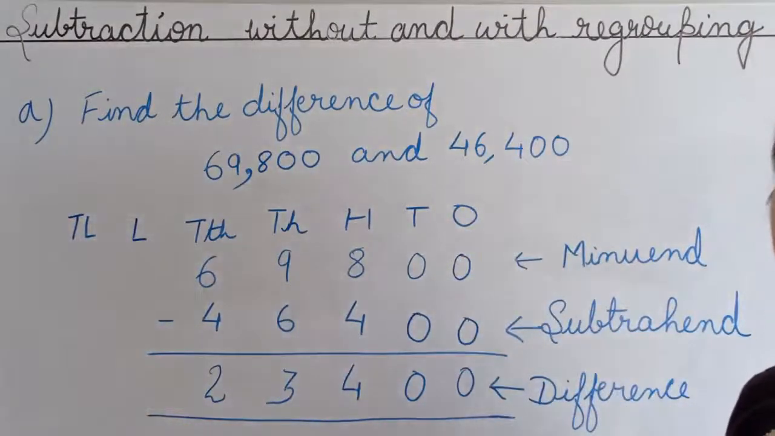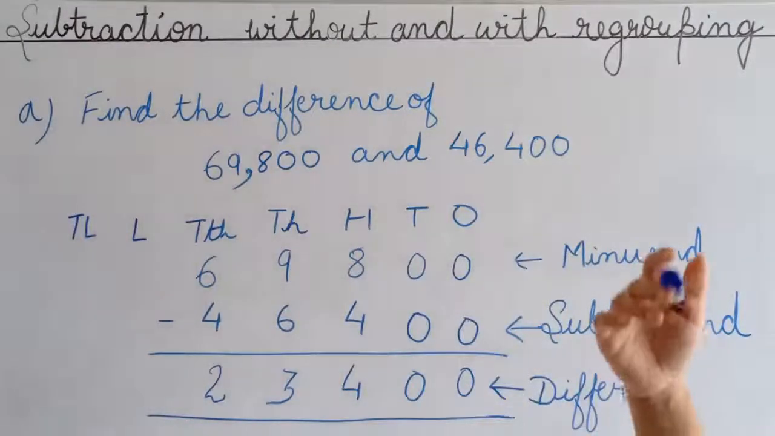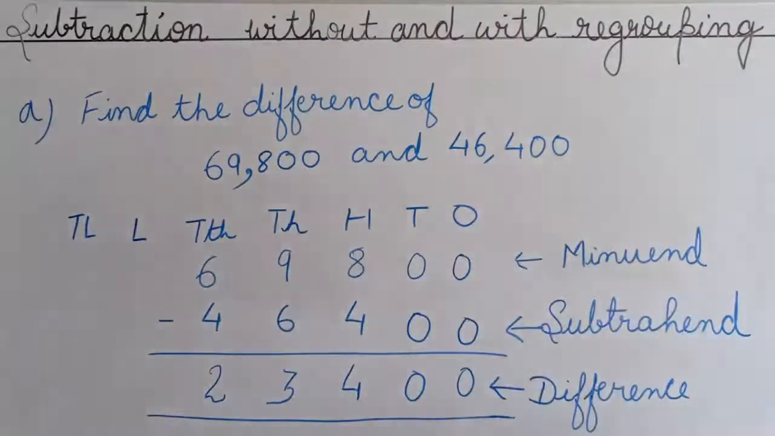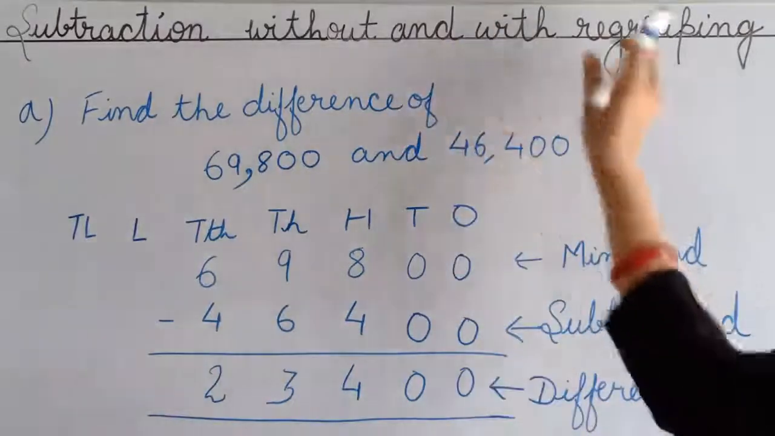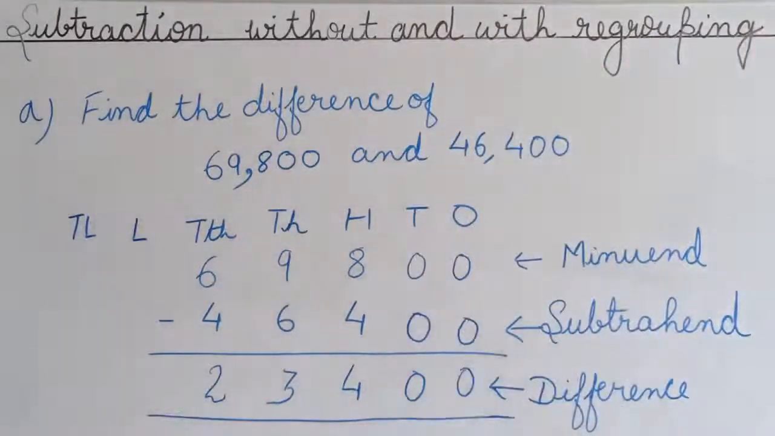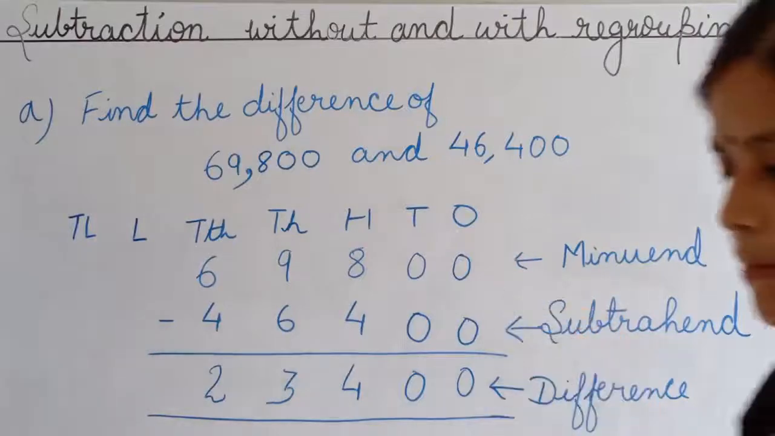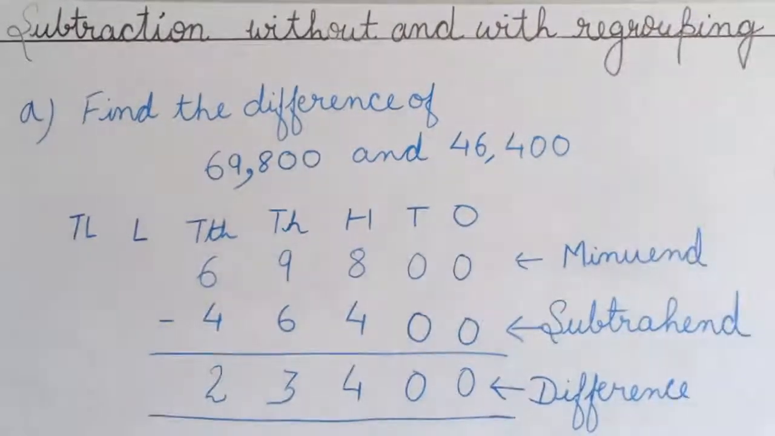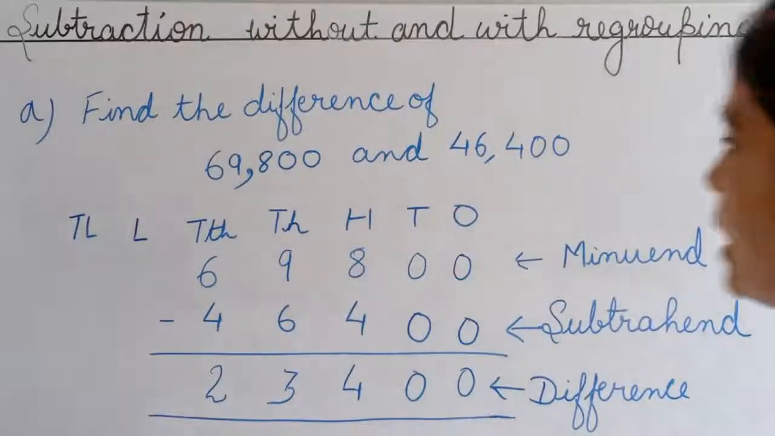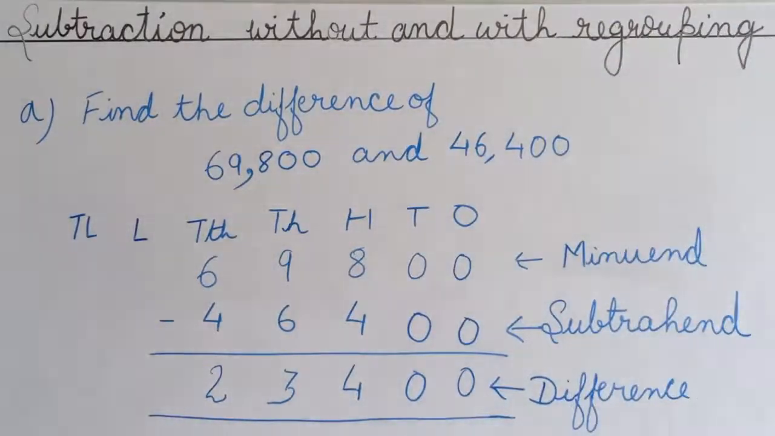And always we subtract the smaller number from the bigger number. This is what we have done, the subtraction without regrouping. No need to regroup into a different place value. Now we will discuss one example in which we have to regroup the number.